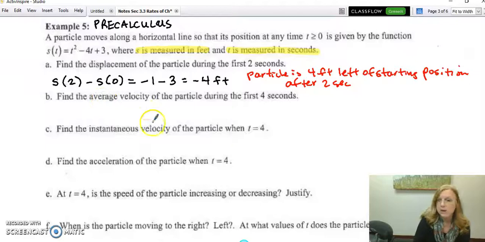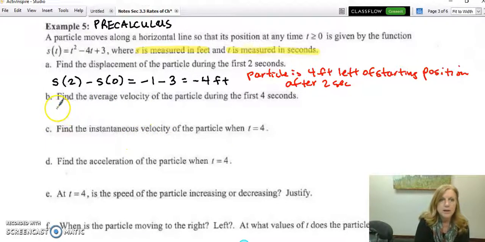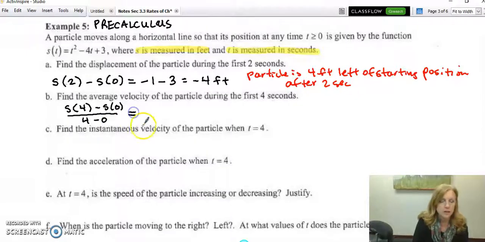All right, now average velocity. Going back to the chapters that came before, average velocity is going to be our displacement over our change in time. So show your difference quotient and make sure you say we're doing this during the first 4 seconds. So S of 4 minus S of 0 over 4 minus 0. Show your formula. And then in terms of your calculation, you could have shown 3 minus 3 over 4 minus 0 as where you are.